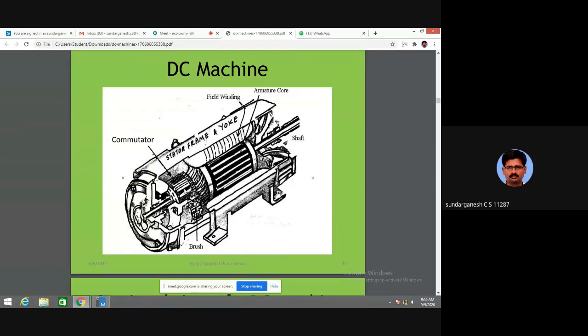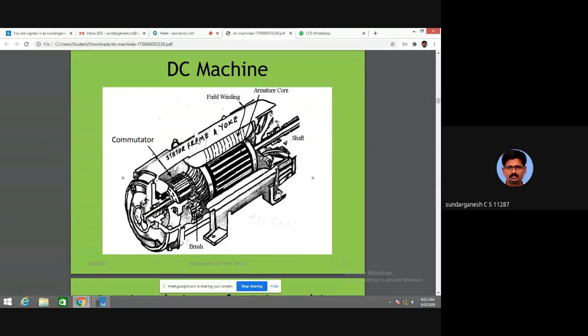DC voltage is of two types: a constant DC voltage or a pulsating DC voltage. Constant DC voltage means 5 volts is 5 volts only, positive 5 volts. Pulsating DC voltage means the voltage is positive only, but it varies, for example 4 volts, 4.5 volts, 3.5 volts, 4 volts, 4.2 volts. So it is varying, and we call it a pulsating DC voltage.